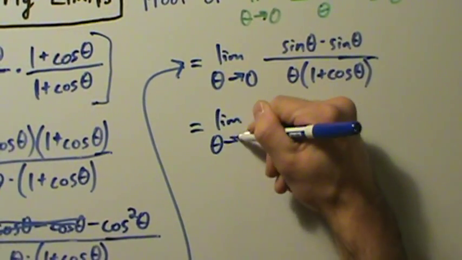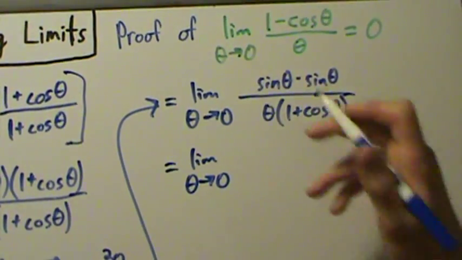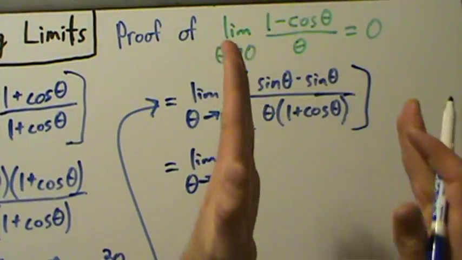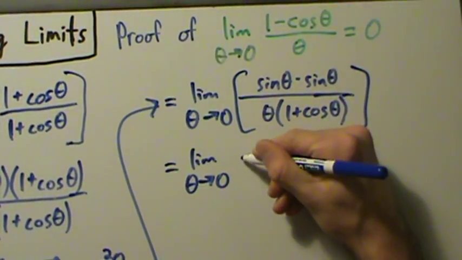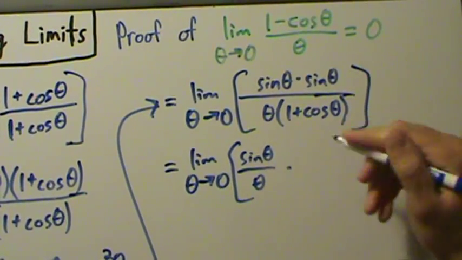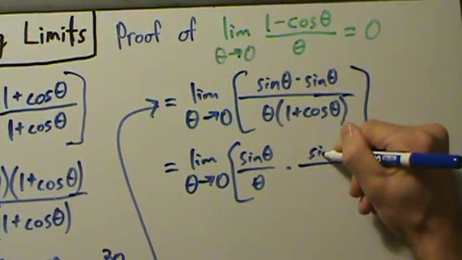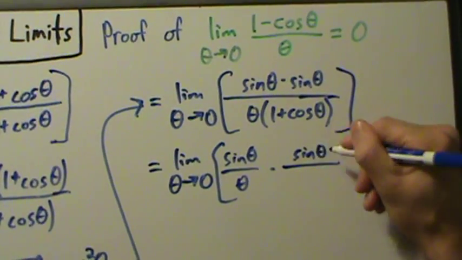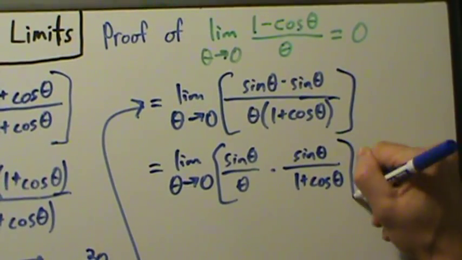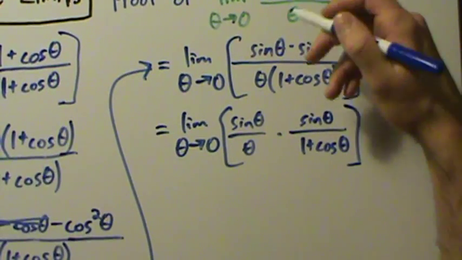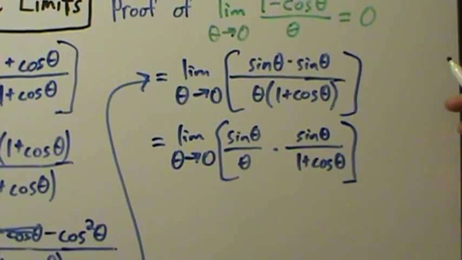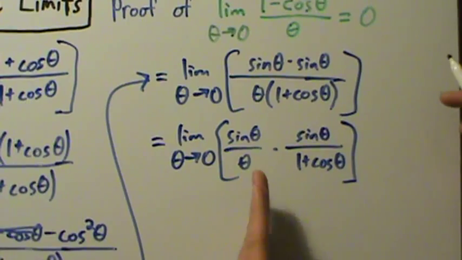Now, the limit as theta goes to 0 of this whole expression in here, I'm going to split up into one fraction times another fraction. This is going to be sine of theta over theta times sine of theta divided by 1 plus cosine of theta. So sine of theta times sine of theta on top, theta times 1 plus cosine theta on the bottom. I'm just going to split that up into two fractions like this.